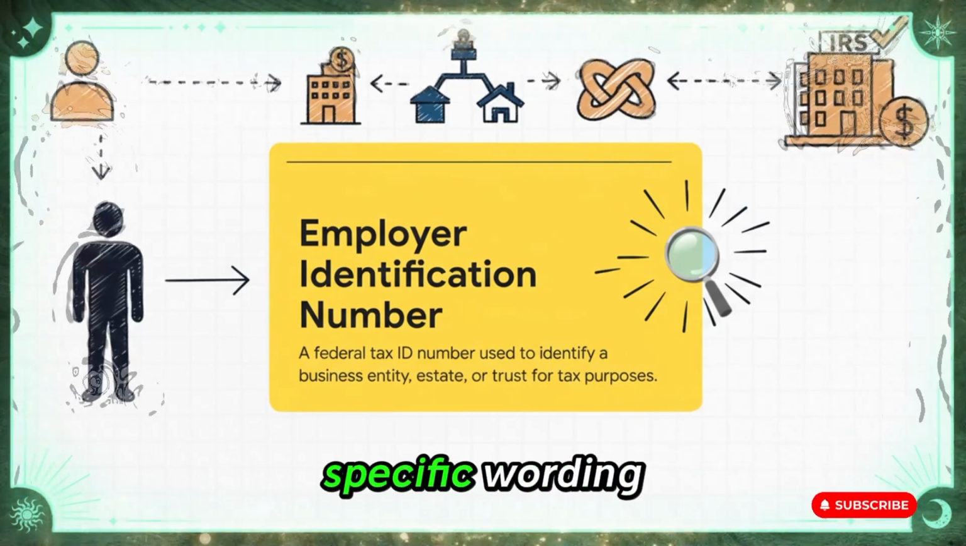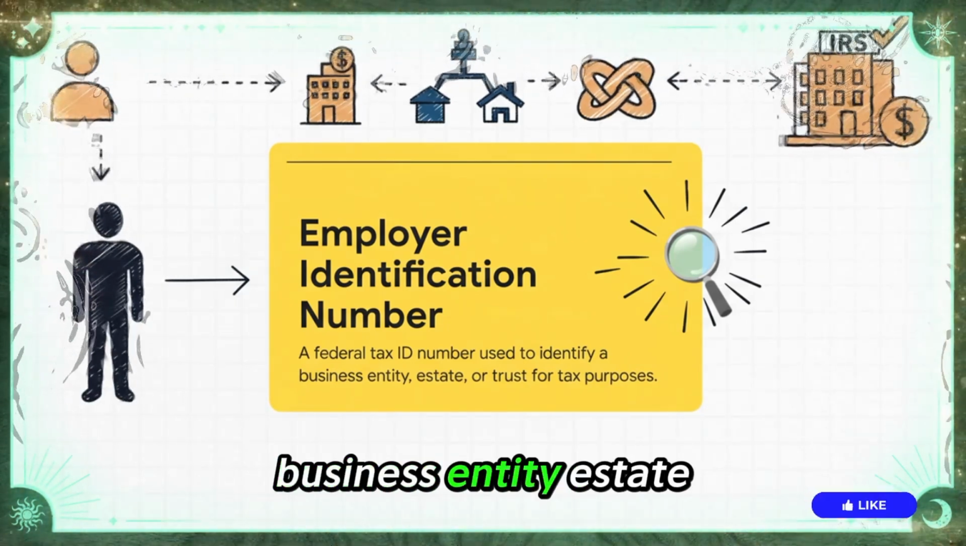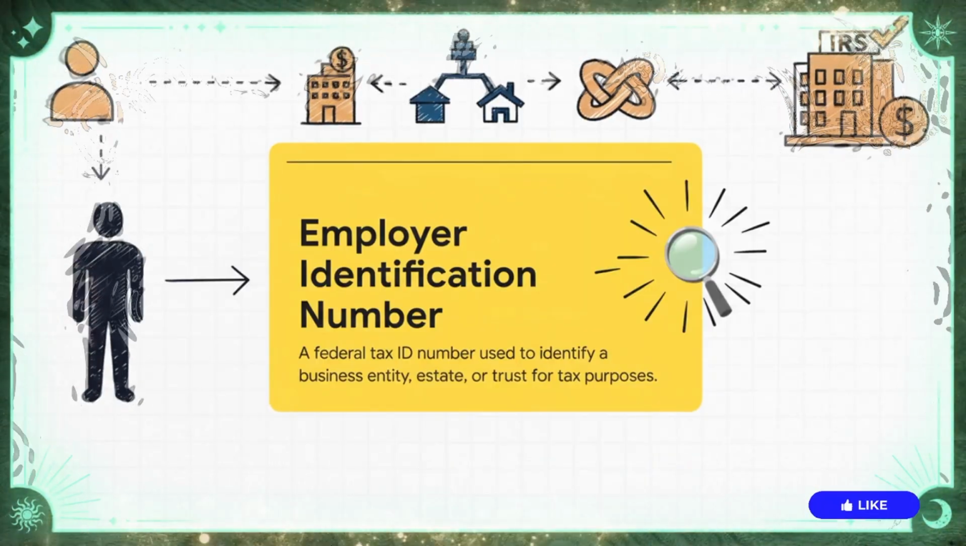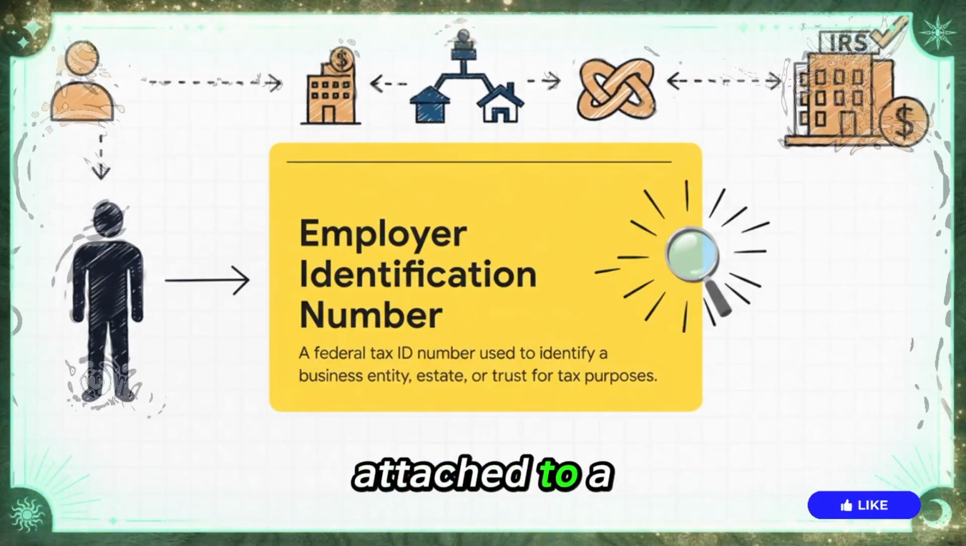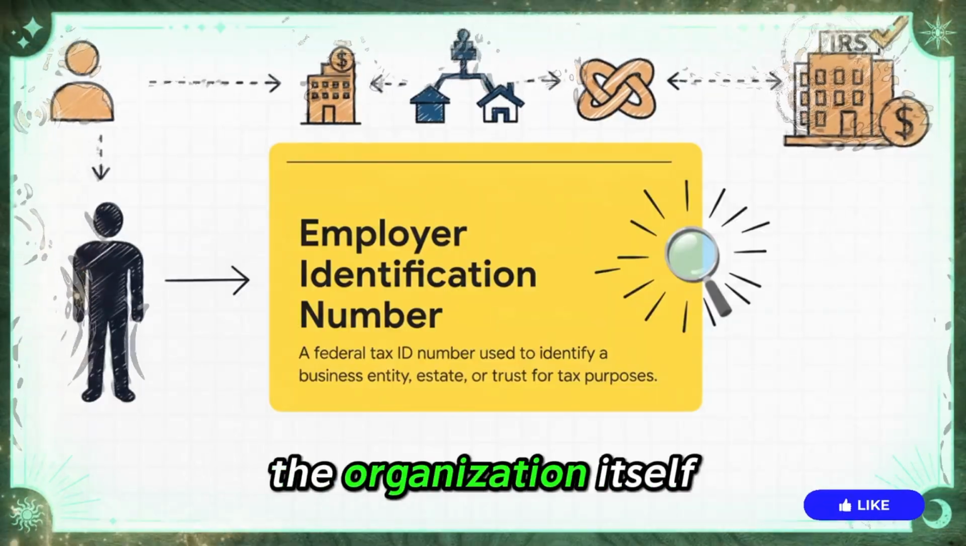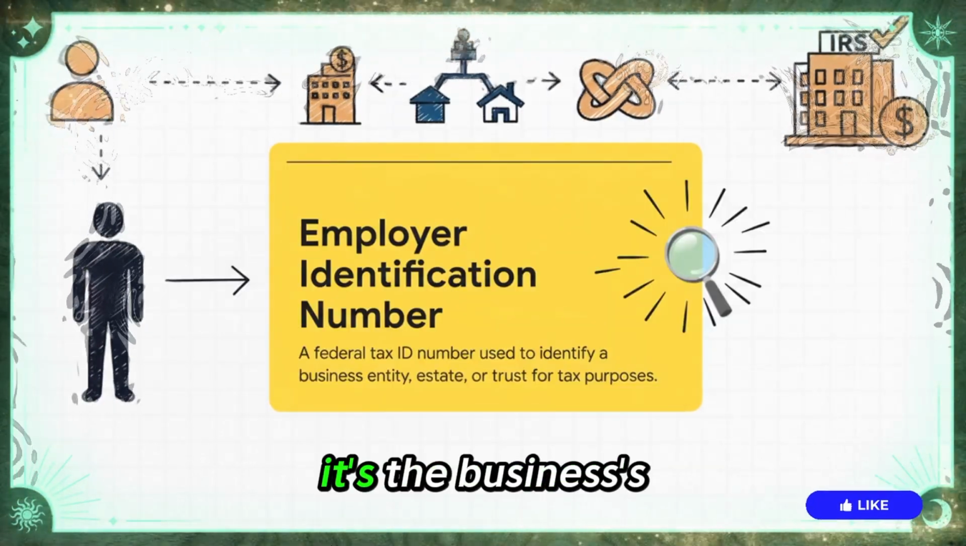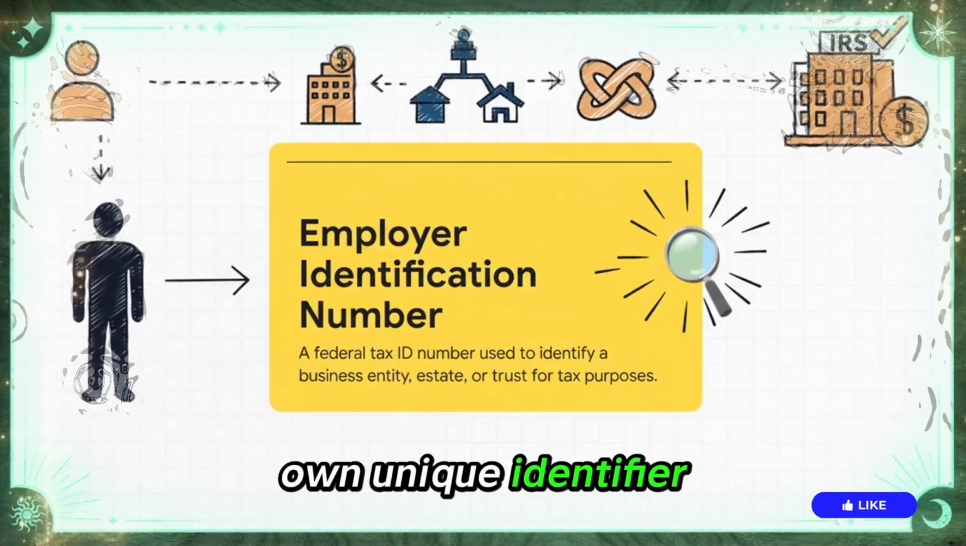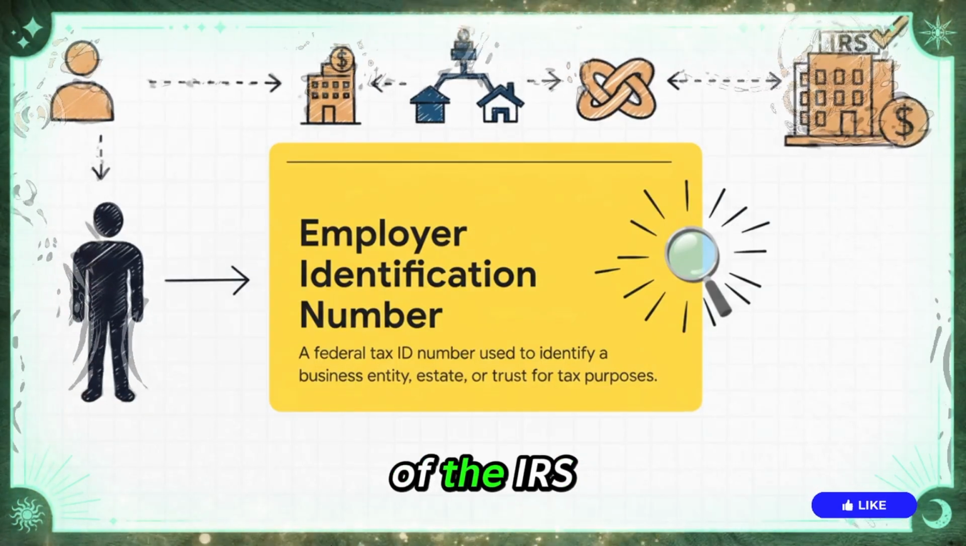But notice that specific wording, business entity, estate, or trust. The EIN isn't attached to a person, it's attached to the organization itself. It's the business's own unique identifier in the eyes of the IRS.